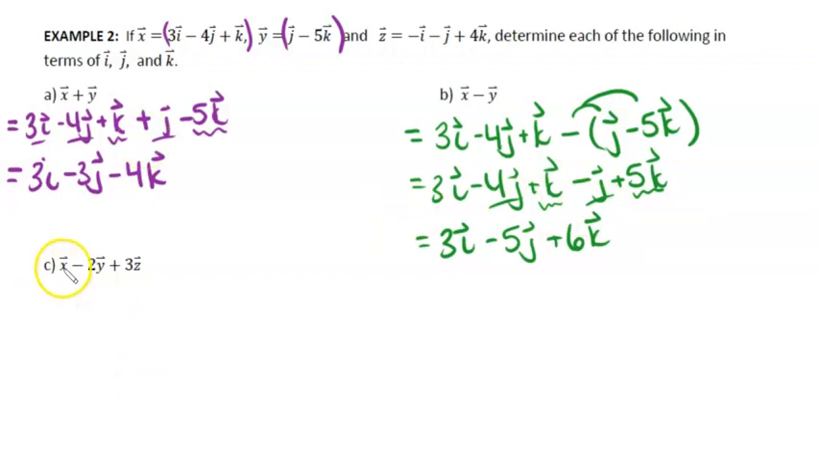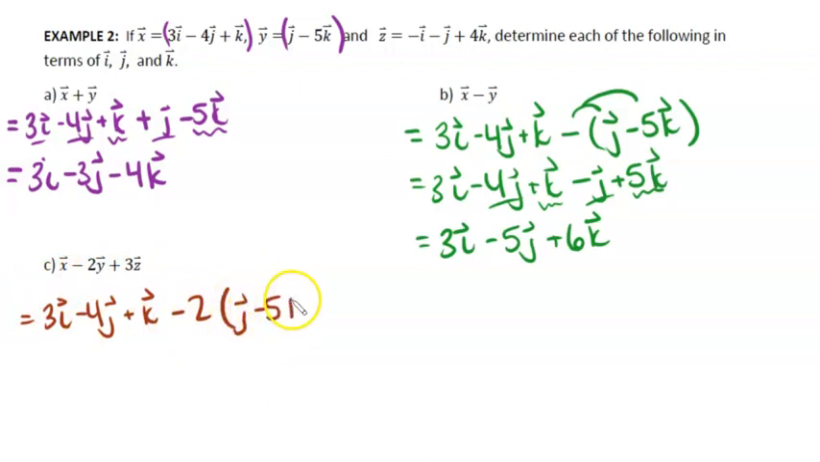Okay, for the last one, vector x. So I'm going to substitute in 3 vector I minus 4 vector j plus vector k. Now we have minus 2 times vector y. So I'm going to put in brackets vector y, which is vector j minus 5 vector k. And then plus 3z. So z, it's the first time we're seeing this one, negative vector I minus vector j plus 4 vector k.